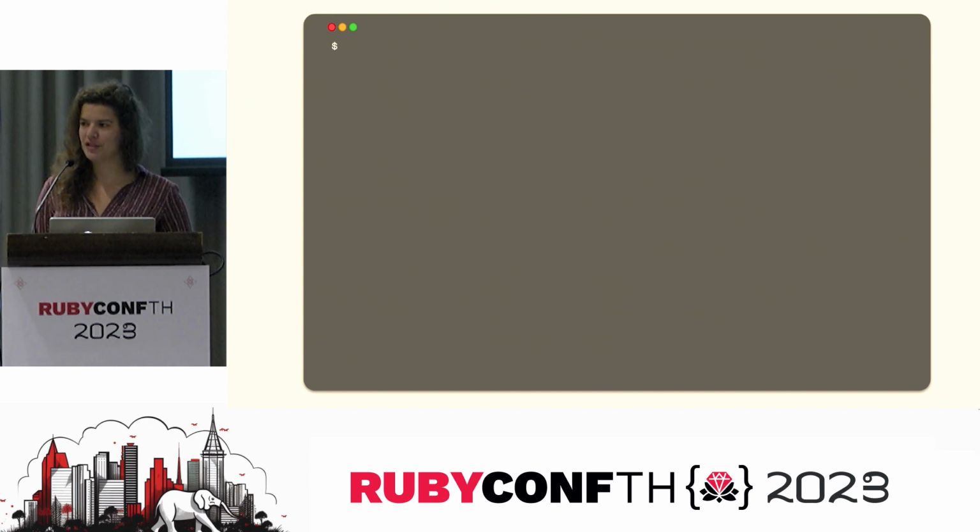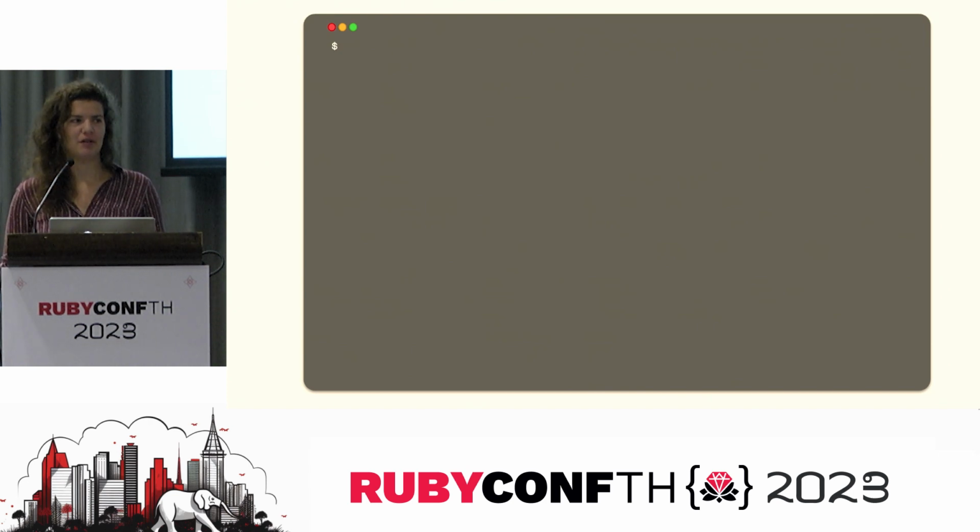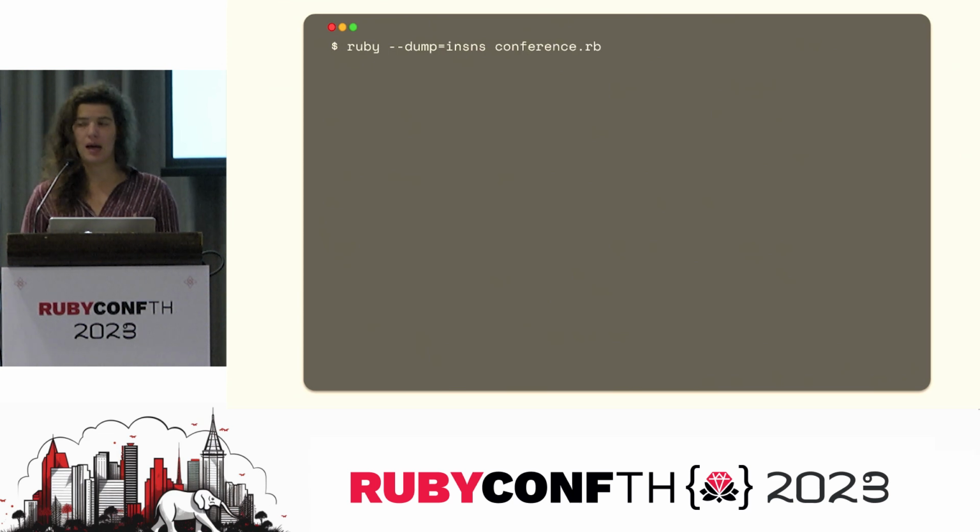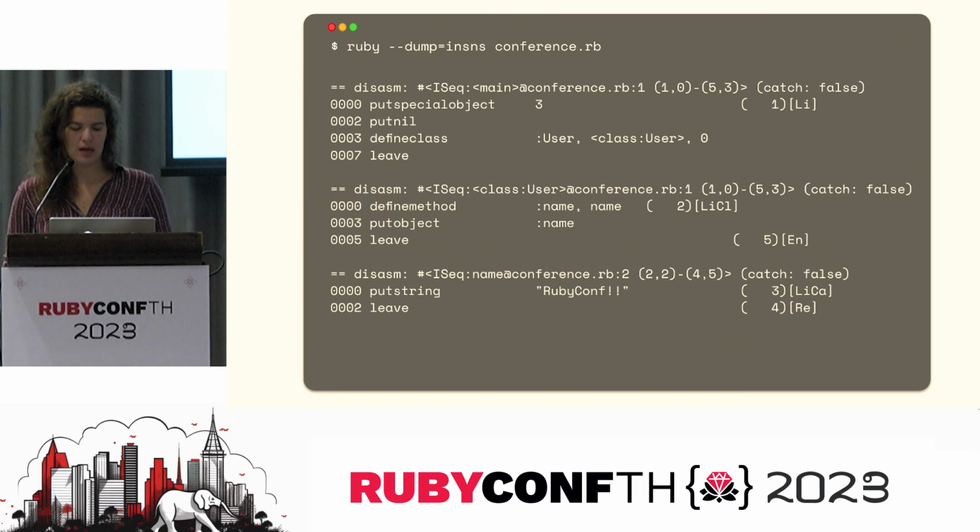And as Faraz showed us, he really previewed my talk in a wonderful way yesterday. We have this dump insns, which will show you the instructions for a given piece of code. If we dump the instructions for conference.rb, for example, we'll get this set of instructions, which might look a little like gibberish to us at the moment, but my hope is it'll look not so much like gibberish in a few minutes.